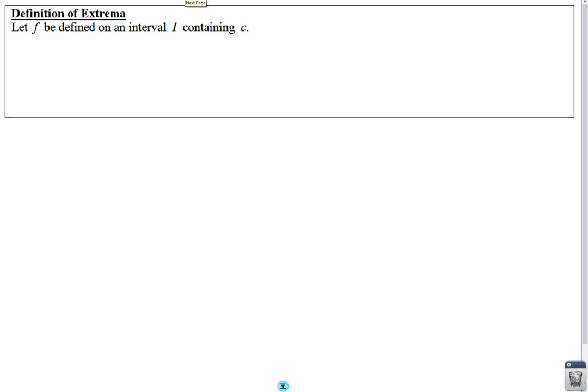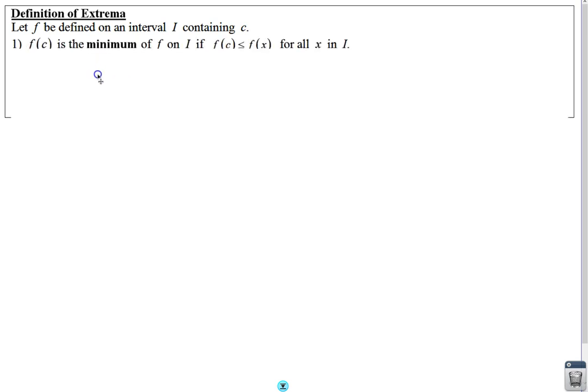So let f be defined on an interval I containing c. I, we've talked about this before, that's just some interval that they specify. On the last function, it was from -1 to 5. And then c is some x value that we don't know what it is yet. Okay? So f of c is the minimum of f on I if f of c is less than or equal to f of x for all x in I. Basically, it is the smallest y value over the entire interval.